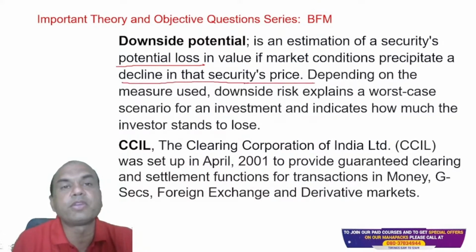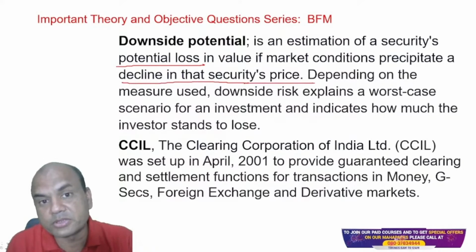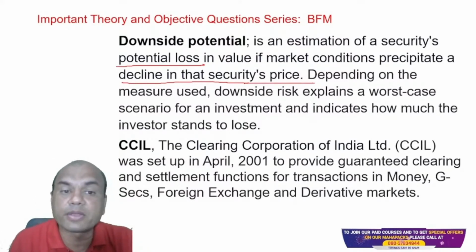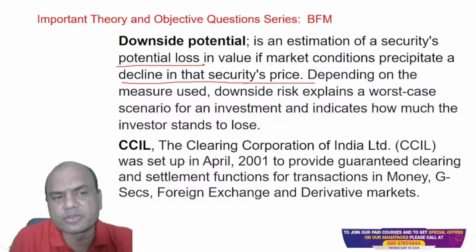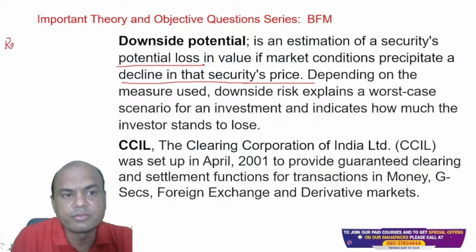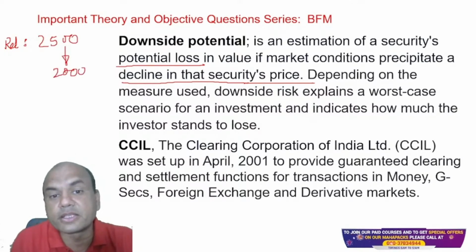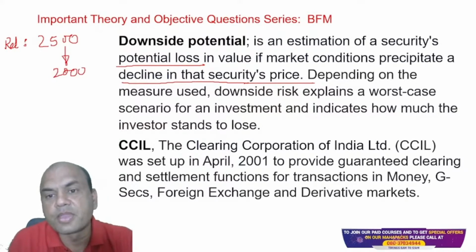For example, we have studied this in our ABM also, or in our JIB also. If the price of the Reliance share, if I bought it at 2500 and tomorrow the price of Reliance goes down to, let's say, 2000, what is happening? This is the downside potential. Securities' potential loss due to the decline in the security's price.